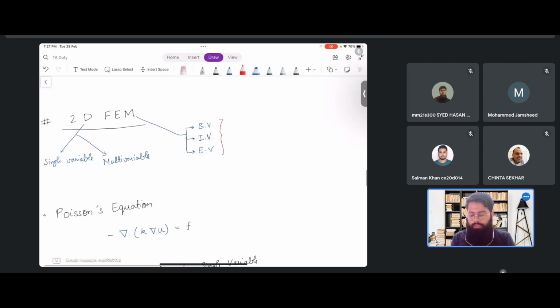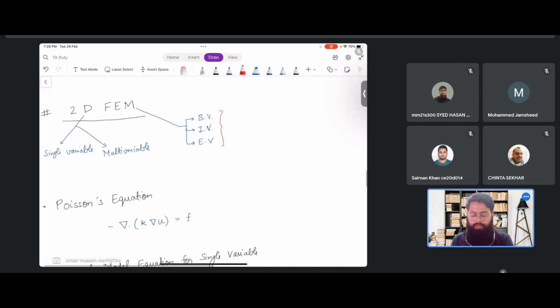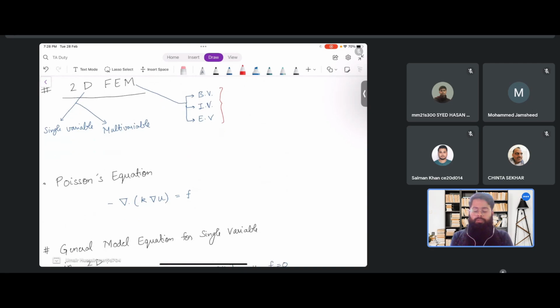Doesn't matter. So, starting with single variable problem, we have a very common type of differential equation, which is known as the Poisson equation, which is given by this. This type of problem can be used to solve different types of problems. Mainly one popular use is to solve a steady state heat conduction problem, and there are other types of problems also.